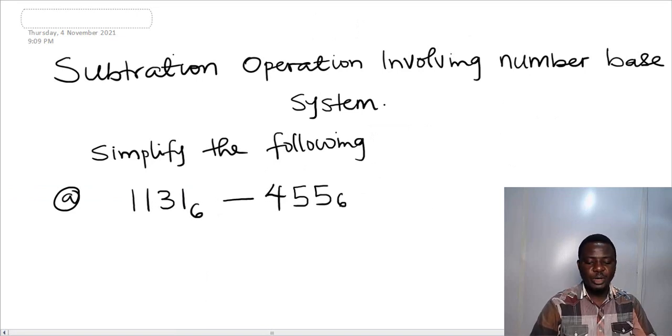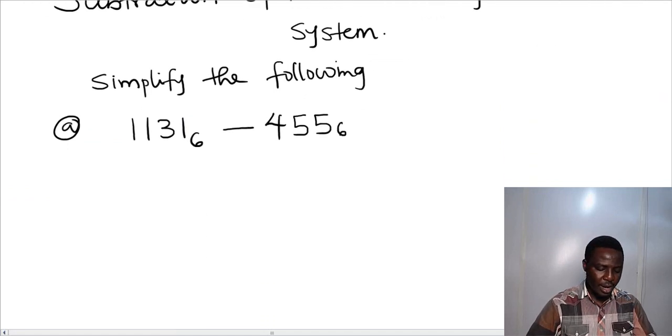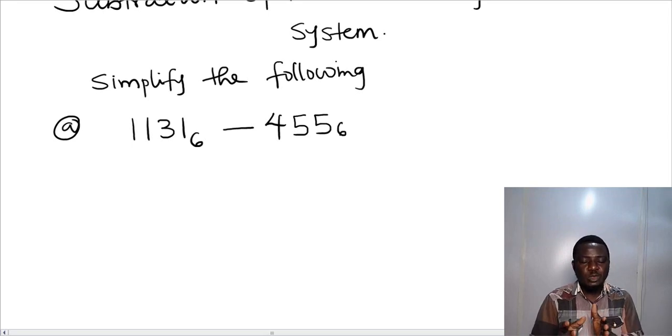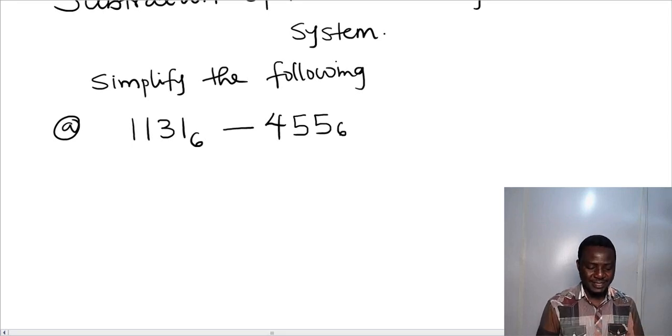Next is the subtraction operation involving number bases, and we are asked to simplify the following: 1131 base 6 minus 455 base 6. Let's also go back to base 10 and carry out the normal subtraction that we already know, and that is also applicable to subtraction in other bases.